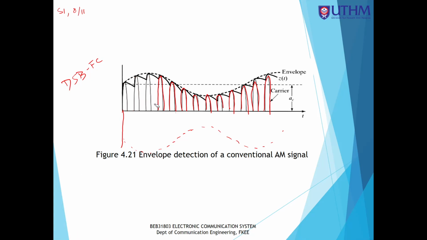Okay, so I erase this one. So the output will look like this. So instead of going down, the wave will gradually move downwards like this. The RC tank circuit will discharge at this point to make sure that the signal will not drop towards the negative cycle. Instead, it will gradually decrease like this.